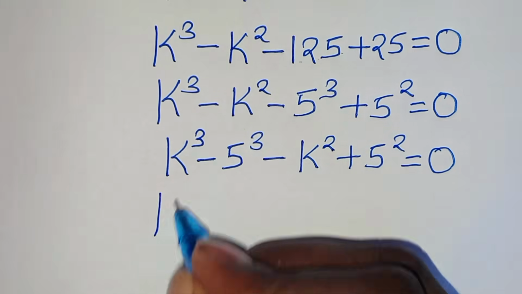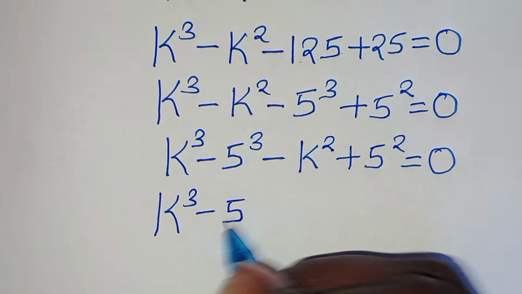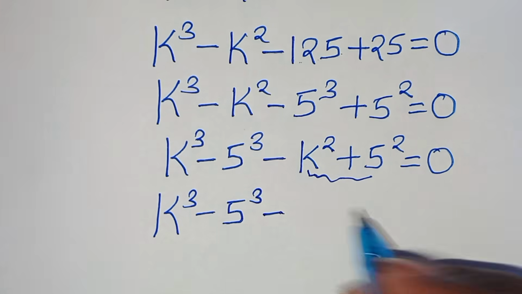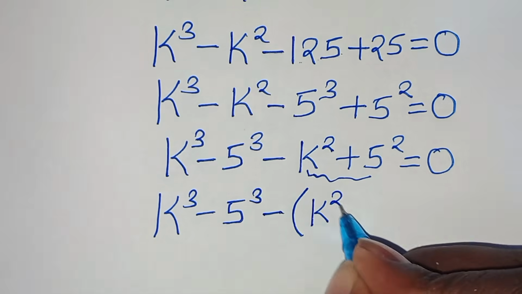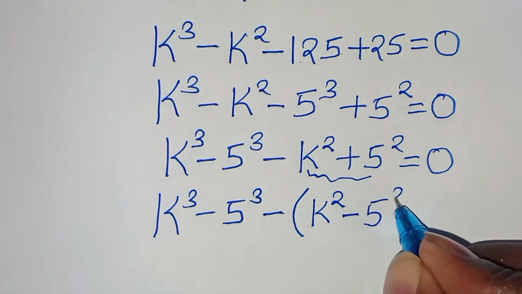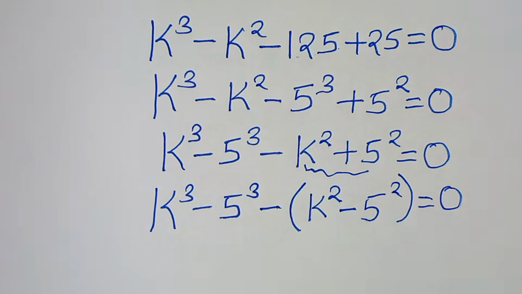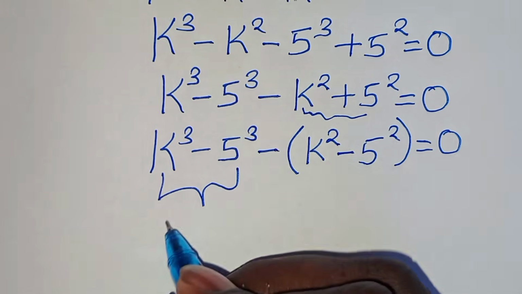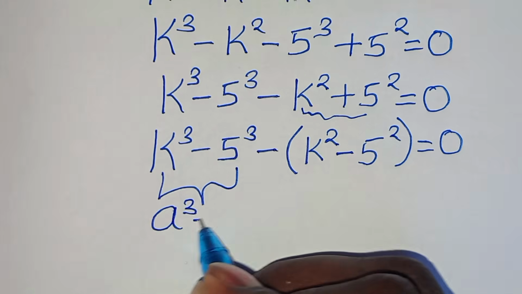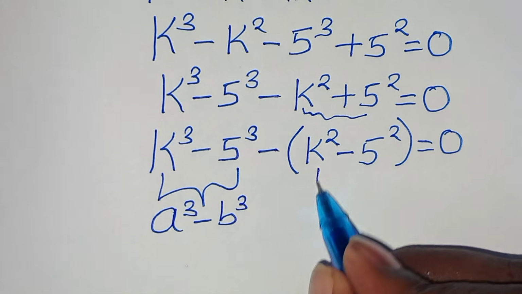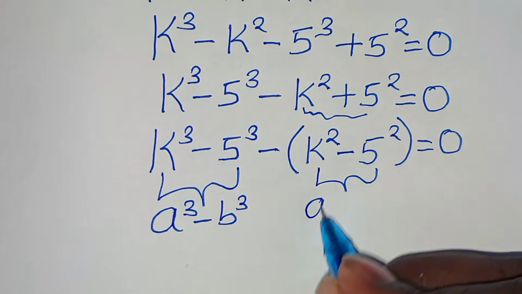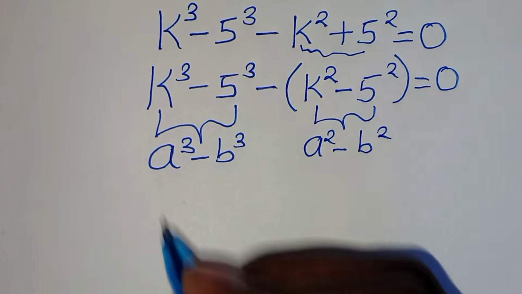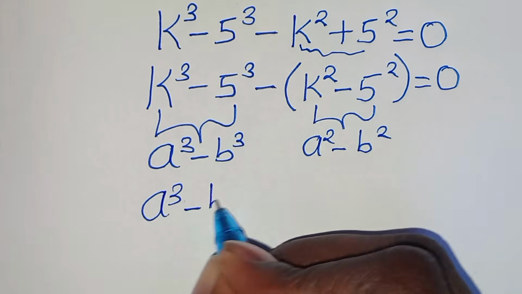So this means that we have k to the power of 3 minus 5 to the power of 3 subtract. Now, we can express k squared plus 5 squared as k to the power of 2 minus 5 to the power of 2, close the parentheses. This is equal to 0. So this means we have got two parts here. This is the difference of 2 cubes expressed as a to the power of 3 minus b to the power of 3. And the second part here, this is the difference of 2 perfect squares expressed as a squared minus b squared.